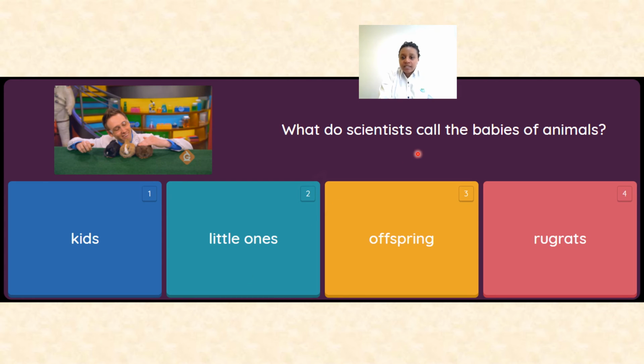What do scientists call the babies of animals? So I will give you 3 seconds to choose. Is it kids, little ones, offspring, or rugrats? You tell me. 3, 2, 1. Okay, let's see. Offspring. So scientists call the babies of animals offspring.